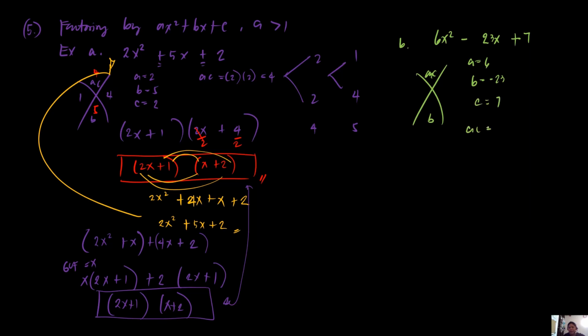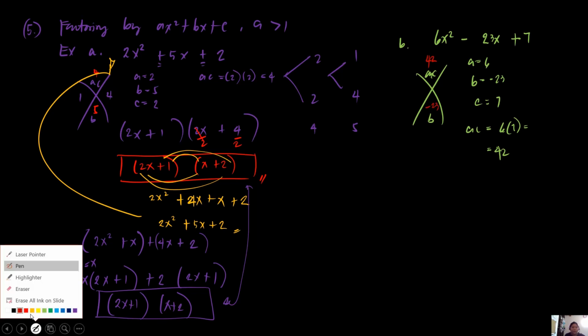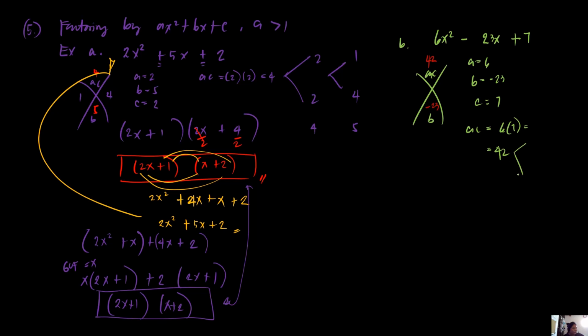AC, we have 6 times 7. The answer is 42. So our AC is 42. Our B is negative 23. What are the factors of 42 that if we add them, the answer is 23? Okay, let's write this down. What are the factors of 42?